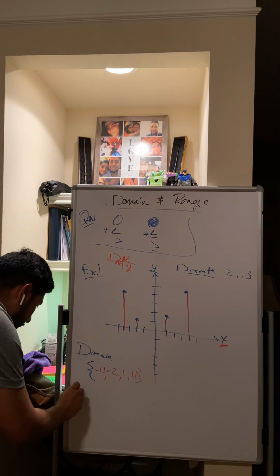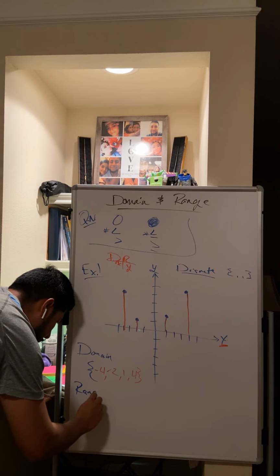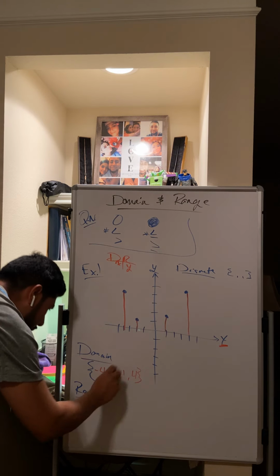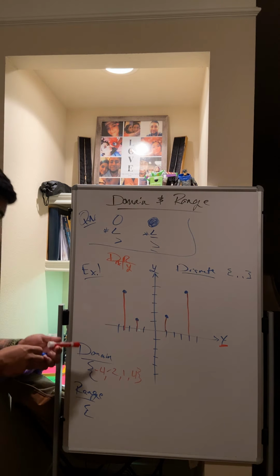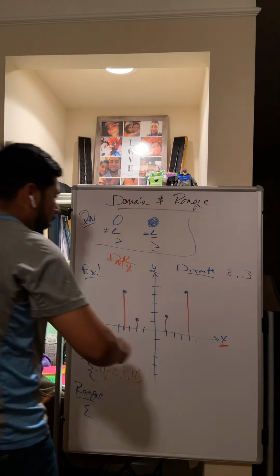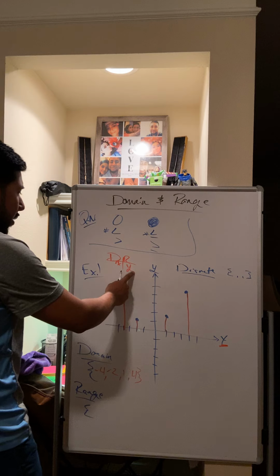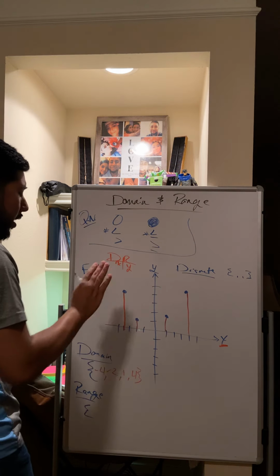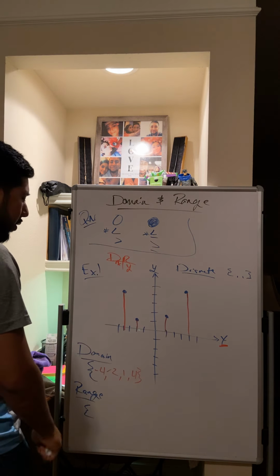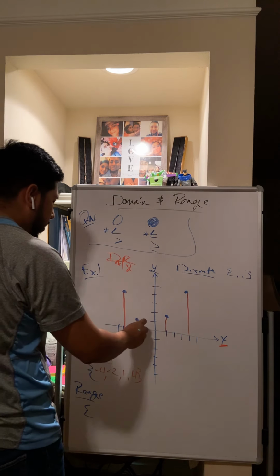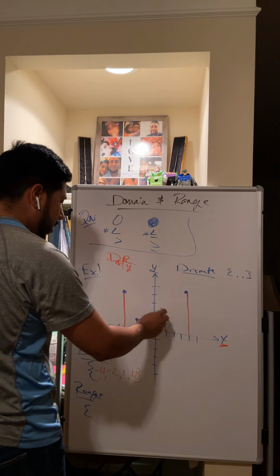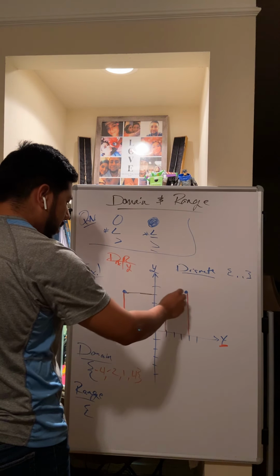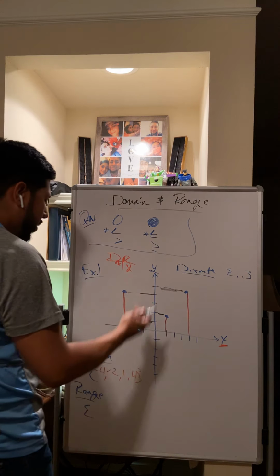Range. Still in brackets. I'm going to use black here. Range is talking about my y, so let's look at my y. Here we're going from the bottom to the top. So where's my bottom point? This one. Next one is this one, then this one, then this one. And we just go bottom to top.